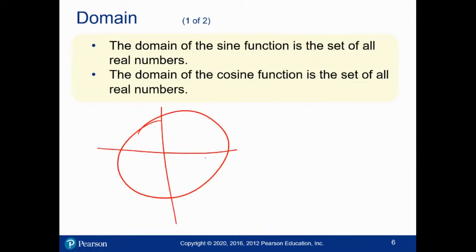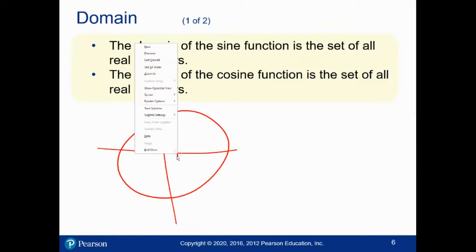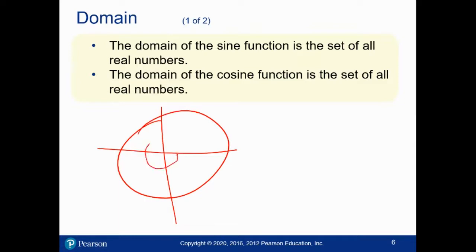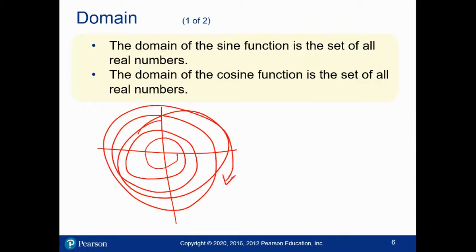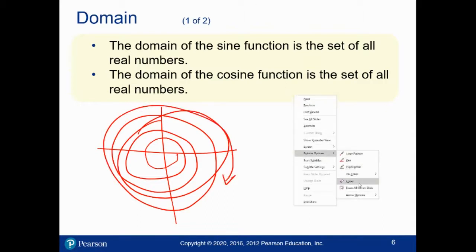So again, unit circle, terrible drawing, but it's the best I can do. You can take the sine and cosine of negative pi over 2, negative pi, negative 2 pi, negative 4 pi, just by going around and around in the negative direction. So there is literally no angle that you cannot take the sine and cosine of.